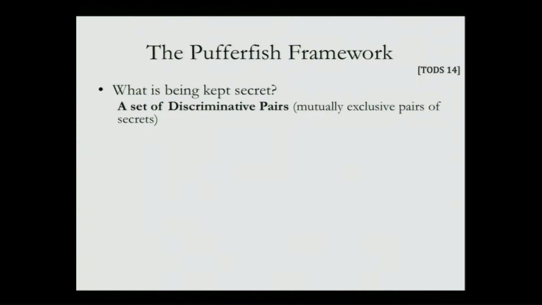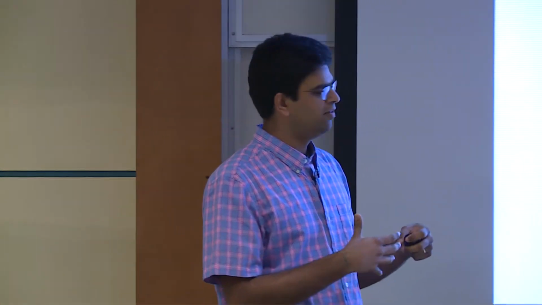So in this Pufferfish framework, we define privacy using three concepts. One is basically what is being kept secret, and you can think of these as pairs of mutually exclusive statements, like is an individual in the database versus an individual is not in the database, or does an individual have cancer versus does the individual have diabetes, and so on. We also talk about adversaries, which are basically the set of data evolution scenarios for the database. You can think of these as adversary priors. And you enumerate a set of them, and you want to show that across all of these adversaries, they are not able to distinguish these discriminative pairs of secrets.